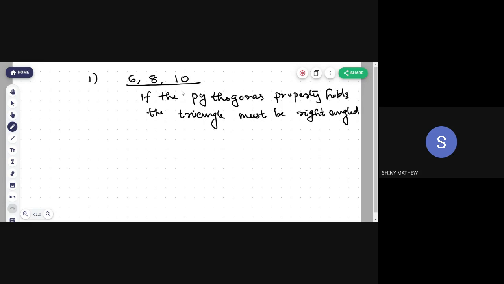ഞാൻ എപ്പോഴും പറഞ്ഞു റൈറ്റ് ആംഗിൾ ട്രയാങ്കിളിന്റെ ലോങ്ങർ സൈഡ് ആയിരിക്കും ഹൈപ്പോട്ന്യൂസ്. അപ്പൊ നമ്മൾ എന്താ വിചാരിക്കേണ്ടത്? ഈ ലോങ്ങർ സൈഡ് ഹൈപ്പോട്ന്യൂസ് ആയിട്ട് എടുക്കണം. ദാറ്റ് ഈസ് 10 സ്ക്വയർ എന്ന് പറയണത് 6 സ്ക്വയർ പ്ലസ് 8 സ്ക്വയർ ആണോ എന്ന് ചെക്ക് ചെയ്യണം, അല്ലേ? ഇത് കറക്റ്റ് ആണെങ്കിൽ ഇത് പൈതഗോറസ് പ്രോപ്പർട്ടി സാറ്റിസ്ഫൈ ചെയ്തു. അങ്ങനെയാണെങ്കിൽ ഇതൊരു റൈറ്റ് ആംഗിൾ ട്രയാങ്കിൾ ആയിരിക്കും.